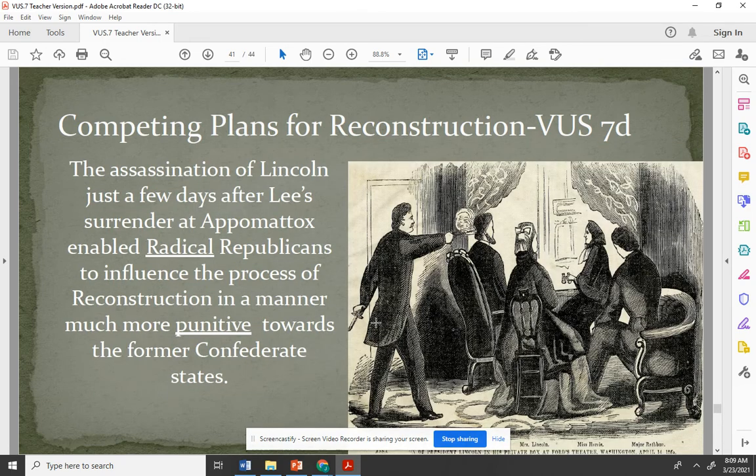Now, Lincoln's plan isn't going to come to be. A few days after the Civil War ends, Abraham Lincoln's assassination, just after Lee's surrender at Appomattox Courthouse, will enable a group called Radical Republicans to influence the process of Reconstruction. These guys were radical, okay, in a good way, depending on how you look at history. But where they differed from Lincoln's forgiveness, they want to act in a manner that was much more punitive toward the former Confederate states. They wanted to punish the South, and they wanted to make sure that newly freed Black American citizens were given equal rights to everybody else.